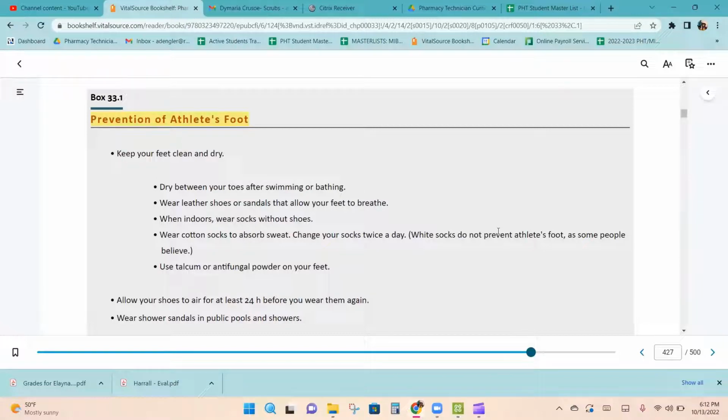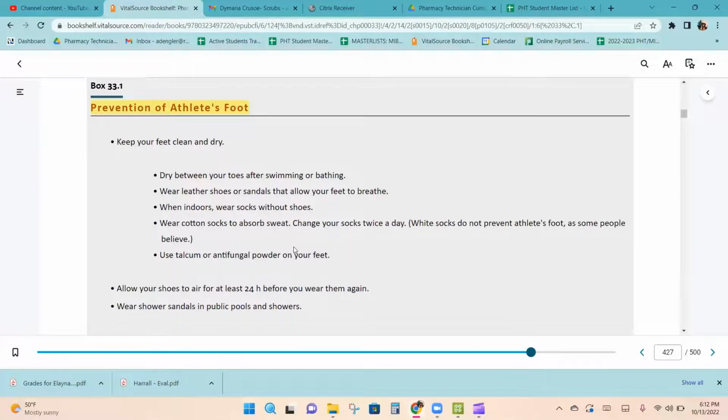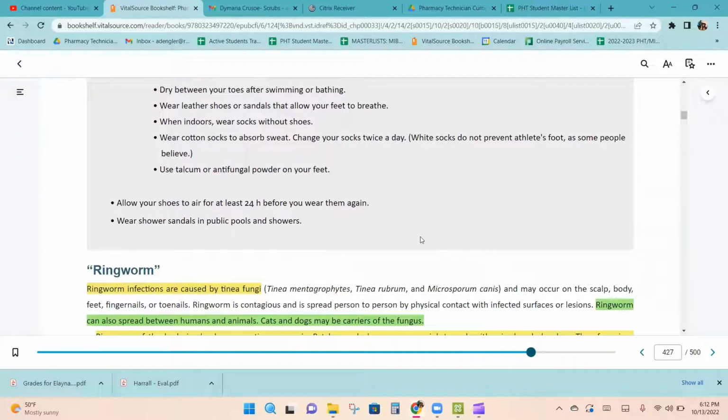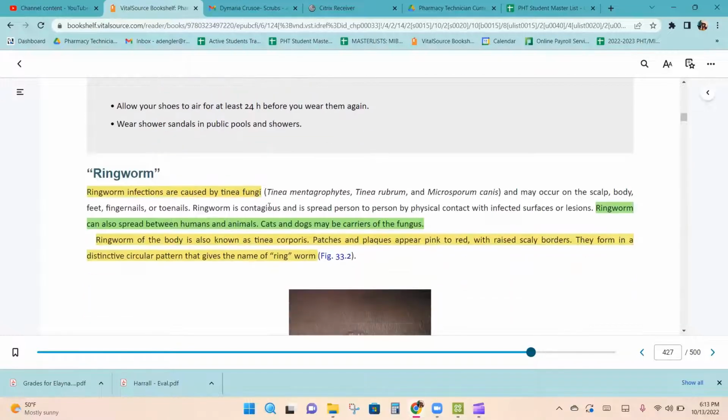And just a little note, white socks do not prevent athlete's foot. I've never heard of that besides in this book, but hey. Use talcum or antifungal powder on your feet. You should allow your shoes to air for at least 24 hours before you wear them again. And remember to always wear sandals in public pools and showers. That's really good. Important when you're at the beach or at a swimming pool, even outdoors at other people's houses.